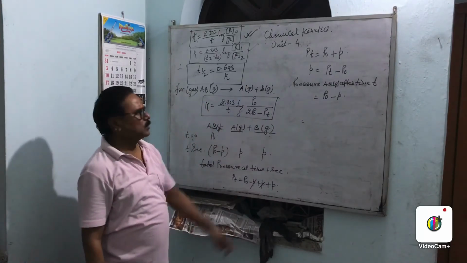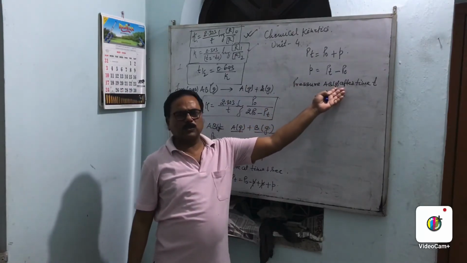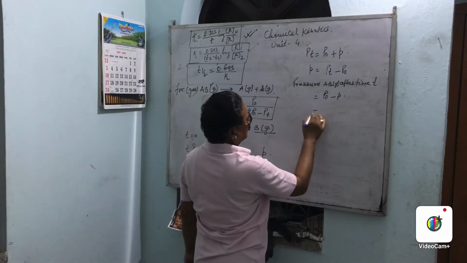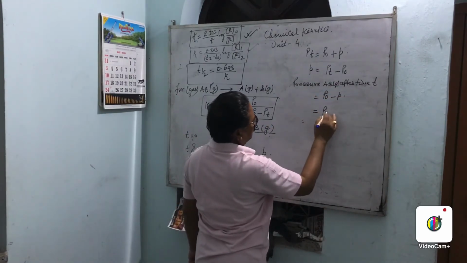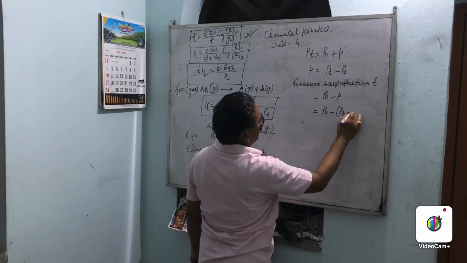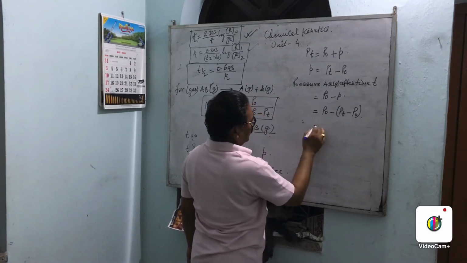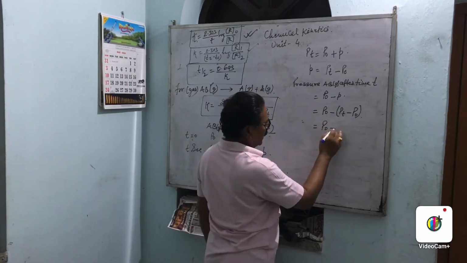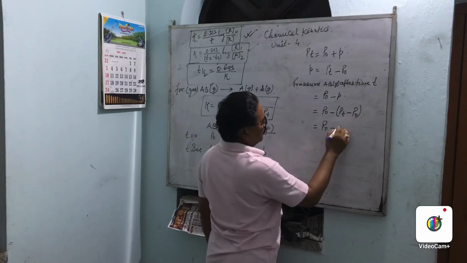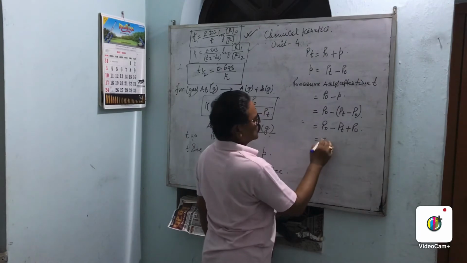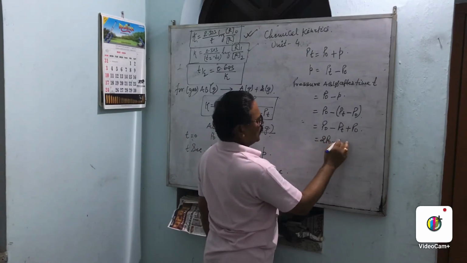Is it clear? Suppose it is SO2Cl2, write here SO2Cl2, and you calculate this one. So we put the value of P here, P naught minus P. This P is written as Pt minus P naught. So what will be here? That is P naught minus Pt plus P naught. So this will come to be 2P naught minus Pt.